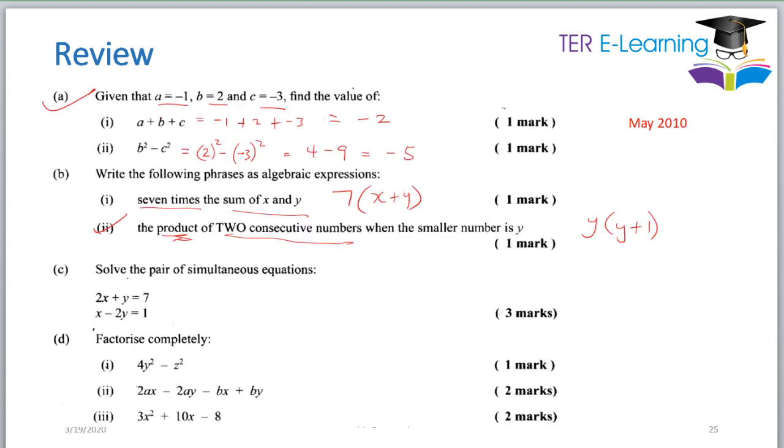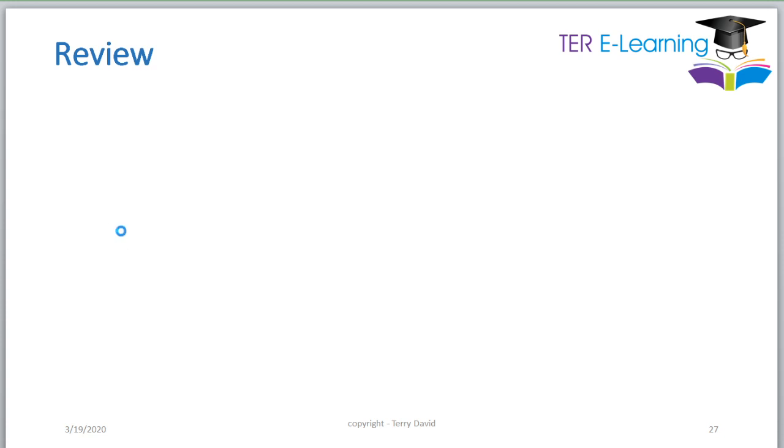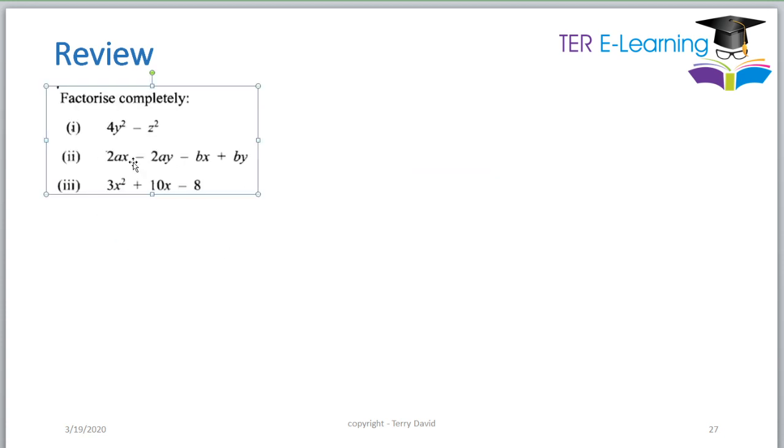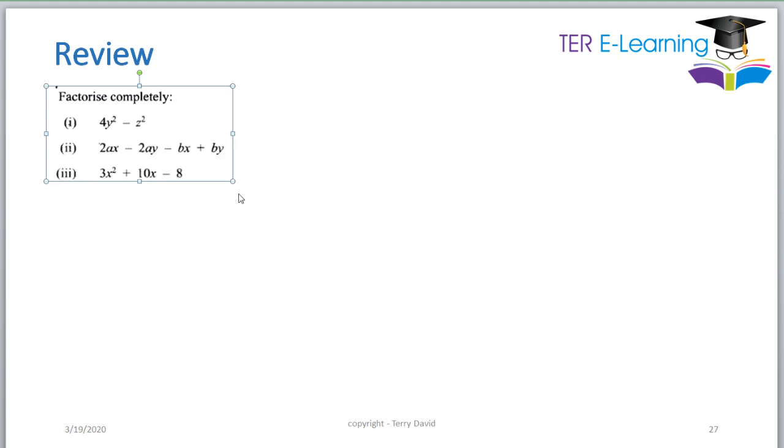And the last part of this question now has to do with factorizing. Right, so this is, like I said, May 2010. So the first one, we have 4y squared minus z squared. All right, and they want us to factorize this.